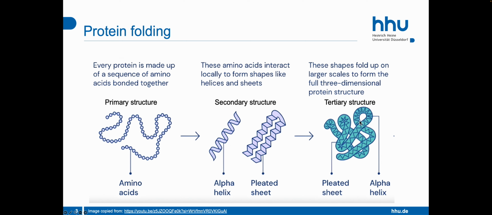And finally, all these local sections, the helices, sheets, and the loops connecting them, pack and fold together in a specific arrangement, creating the protein's overall complex three-dimensional shape, which determines its function. And we call this the tertiary structure.